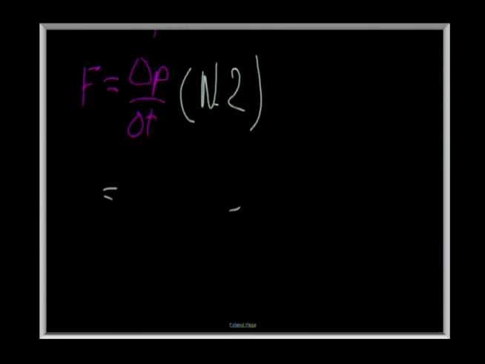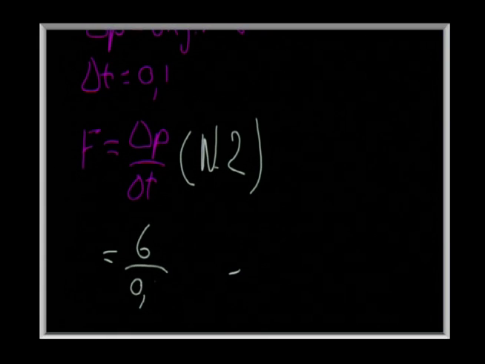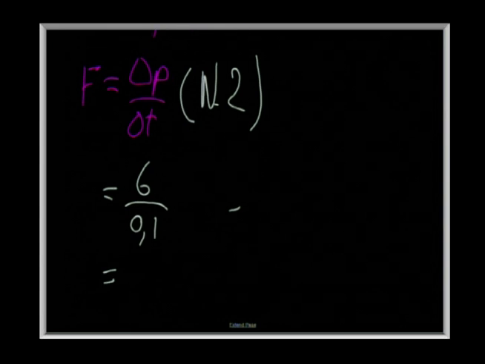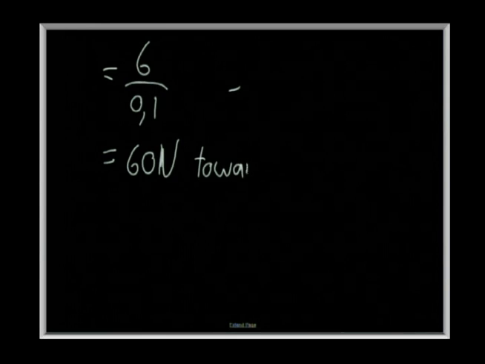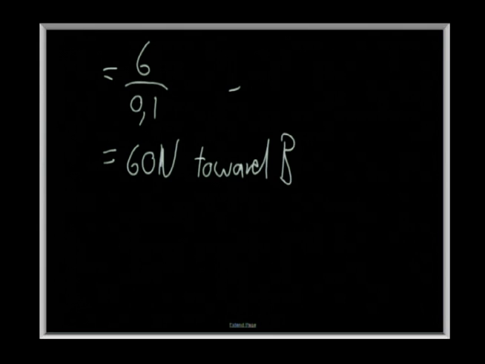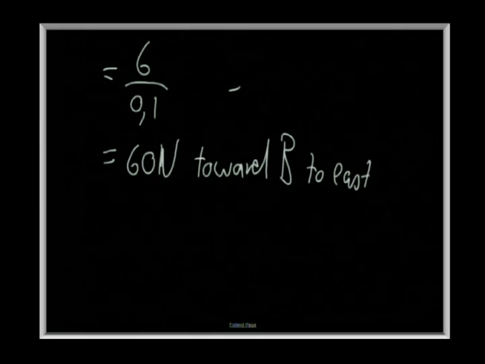We substitute 6 divided by the time, which was 0.1, and you're going to get a force of 60 newtons towards B. B was stationary, which was to the east. If it had asked us what was the force that B exerted on A, we'd have to say 60 newtons to the west. And we're simply applying Newton's third law there.